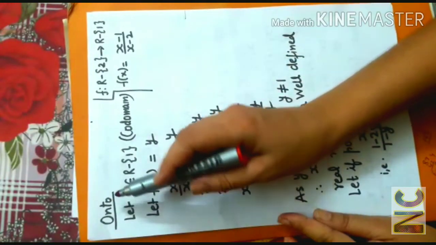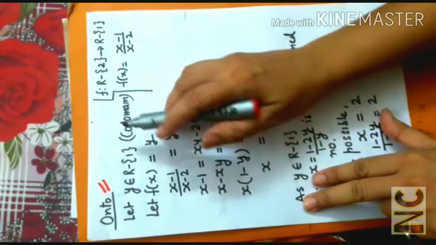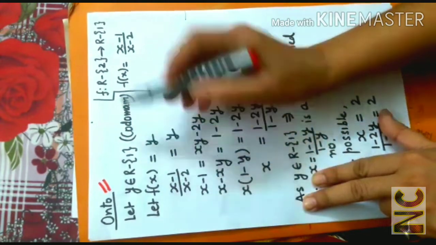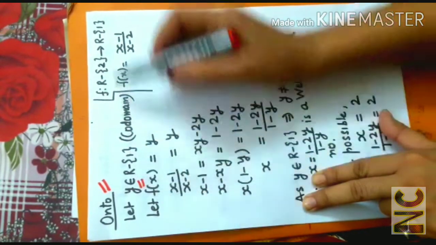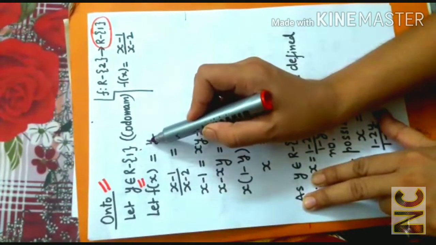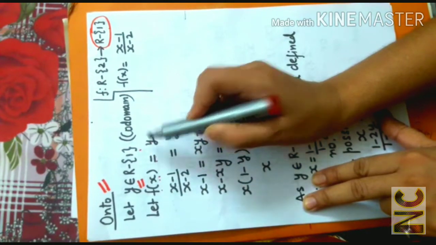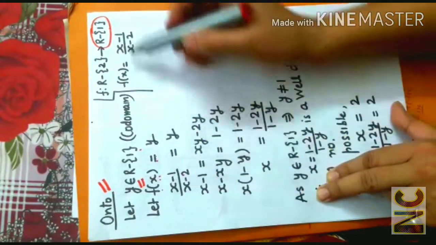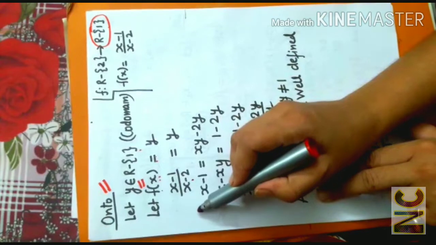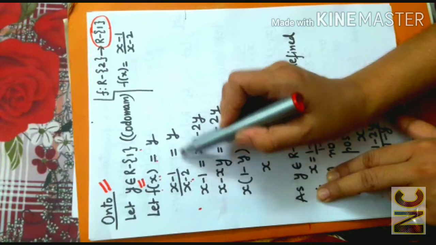Now I have to show that this function is onto. So I have to show that every element in the codomain has a pre-image in the domain. So I take any element y in the codomain, which is this set. Let the pre-image of this y be x. So I'll write f(x) is equal to y. Now f(x) by definition is (x minus 1) over (x minus 2). And at this stage, I have to express x in terms of y.